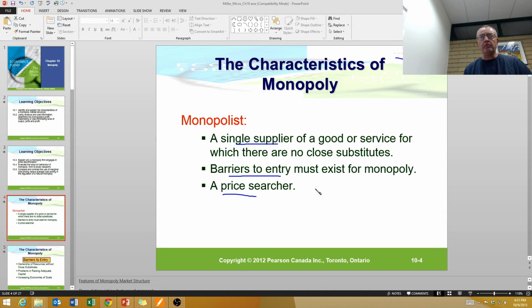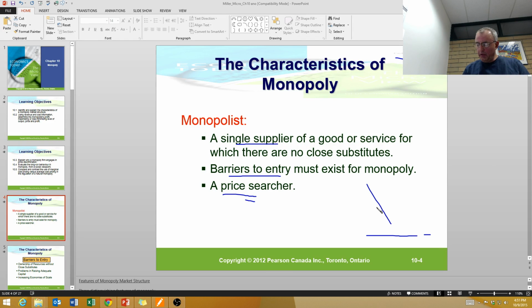competition. In monopoly, the firm and the industry are one and the same, and so the demand curve that the monopolist faces slopes downwards to the right, which is different than in perfect competition. The demand curve faced by any particular firm is horizontal.